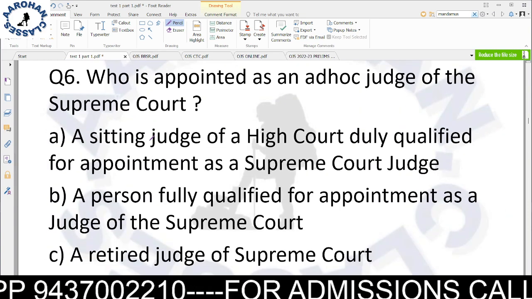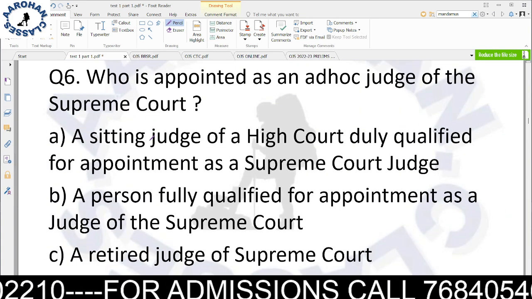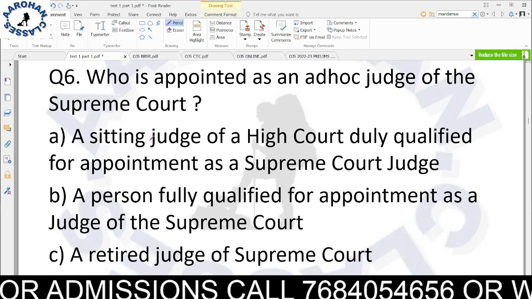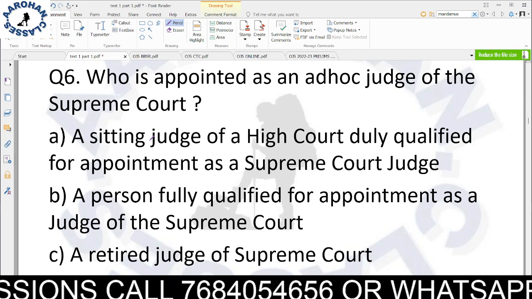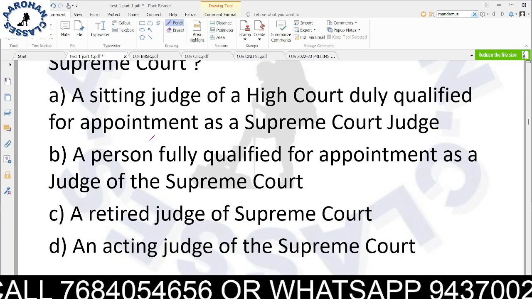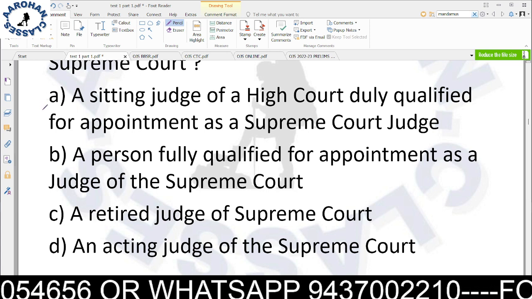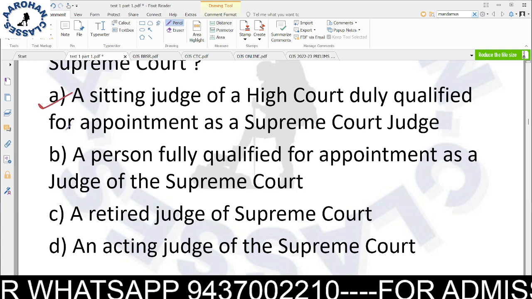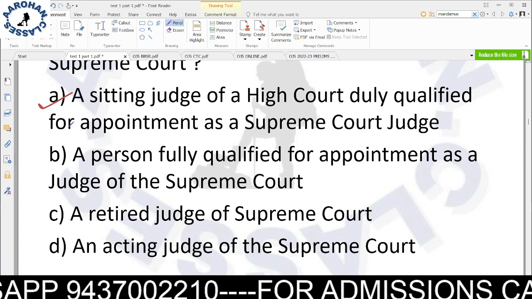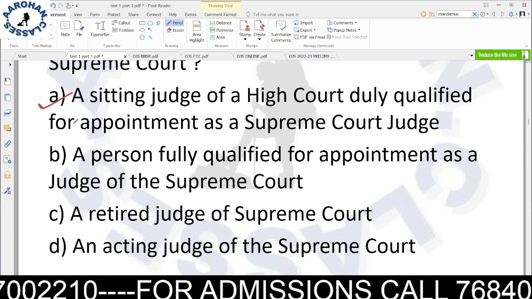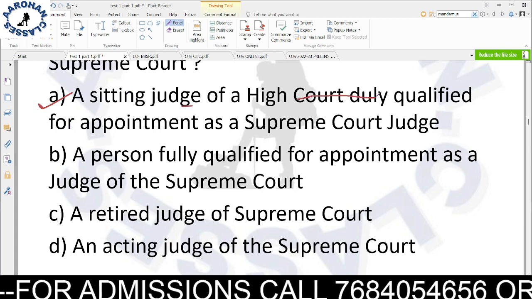Next come to question 6. Who is appointed as an ad hoc judge of the Supreme Court? So we can go through all the options. So the correct answer is A, that is a sitting judge of High Court duly qualified for appointment as a Supreme Court judge. Sitting judge of High Court, that is very important.